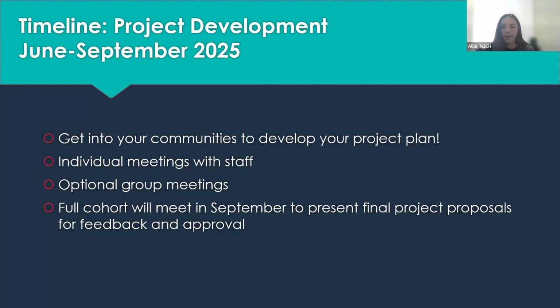And then the next part is project development from June to September 2025. This is when we'll take a pause from the learning sessions and encourage each organization to get out into their communities to develop a project plan. During this time, there will be individual meetings with staff to help guide each organization in this process, to answer questions or point them towards specific resources or people that may be helpful for their project. And there'll also be optional group meetings to see what other organizations are up to and to offer support to one another.